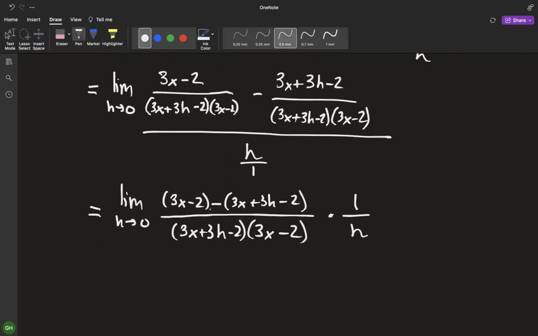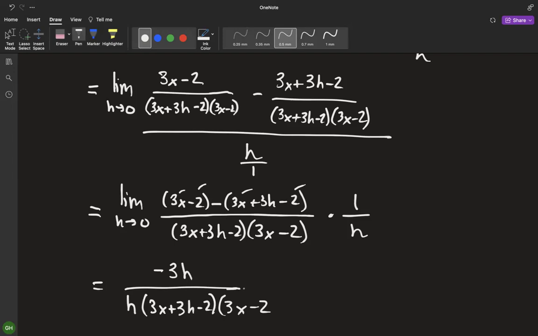All right, we get some cancellation on the top. We have a 3x minus 3x, and we have a -2 minus -2. Those are all going to cancel out. And I'm going to be left with -3h over, the h just sort of multiplies on the bottom. So this is going to be h times 3x plus 3h minus 2 times 3x minus 2.